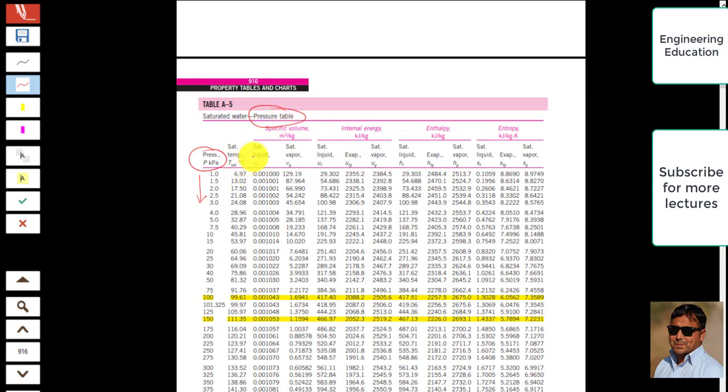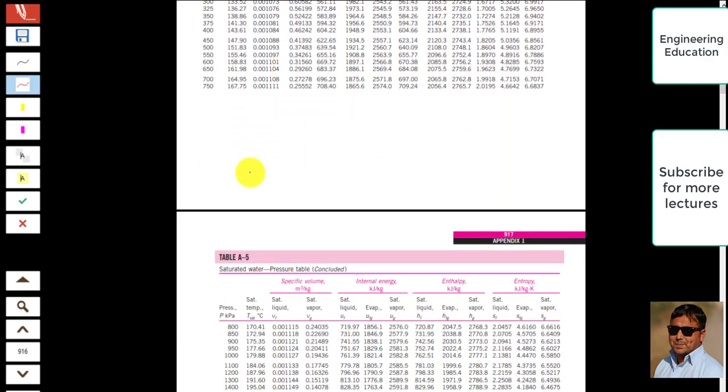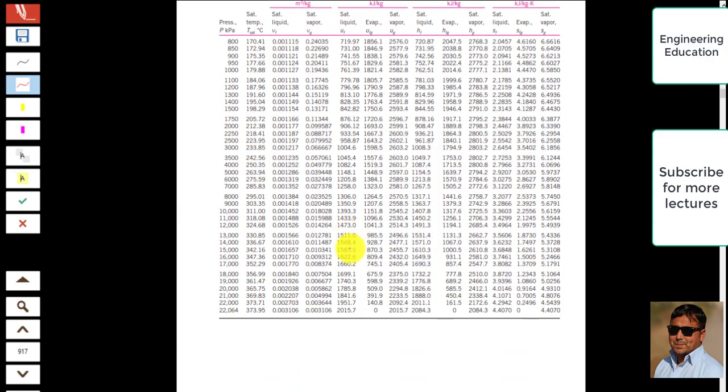Again, we have values of VF, VG, UF, UFG, UG, HF, HFG, HG, SF, SFG, and SG as in the temperature table. The difference is only that we have pressure in the left column, and then we have saturation temperature values. So going down to the bottom of this table, we have this much pressure, which is in kilopascal, and 373.95 degree centigrade temperature, and other values are mentioned respectively.